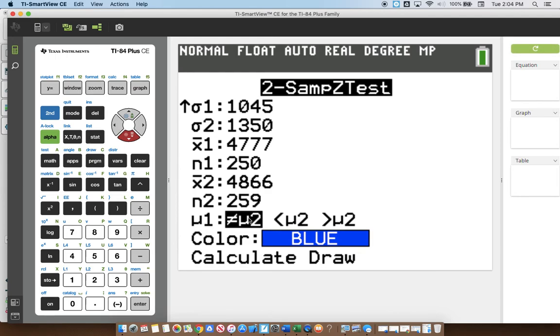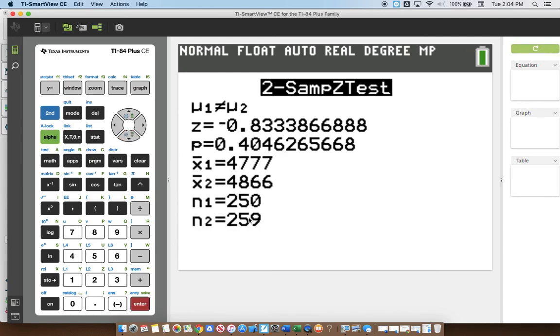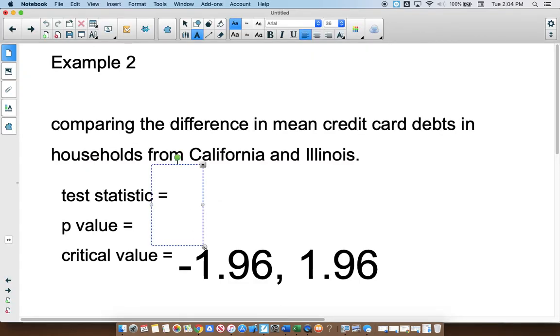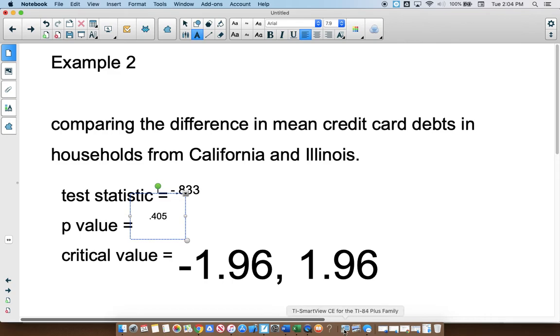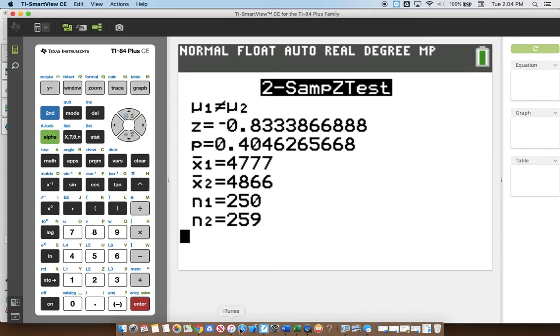This is our alternative, not equal to, so we keep that. There we go. So we have a z-score of negative 0.833, a p-value of 0.405. We put that into our little chart here. So test statistic, negative 0.833, and a p-value of 0.405. That's correct, right? Yes.